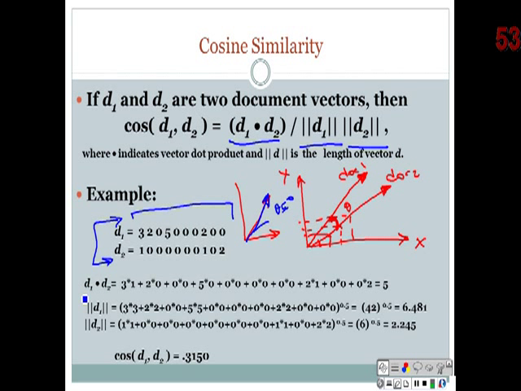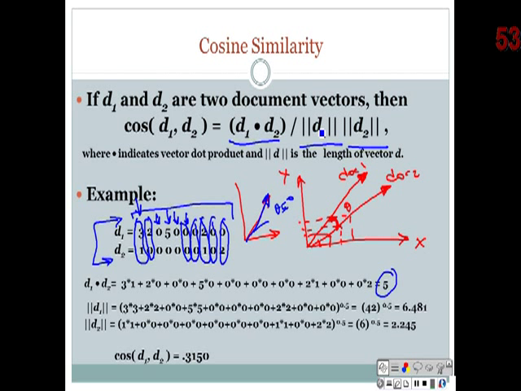You calculate the dot product. So you get 3 multiplied by 1, so you consider it as column 2 plus 2 multiplied by 1. So we are getting the dot product: 0 by 0, 5 by 0, 0 by 0, 0 by 0, 2 by 1, 0 by 0, 0 by 2, and you sum them all and you end up with the number 5.